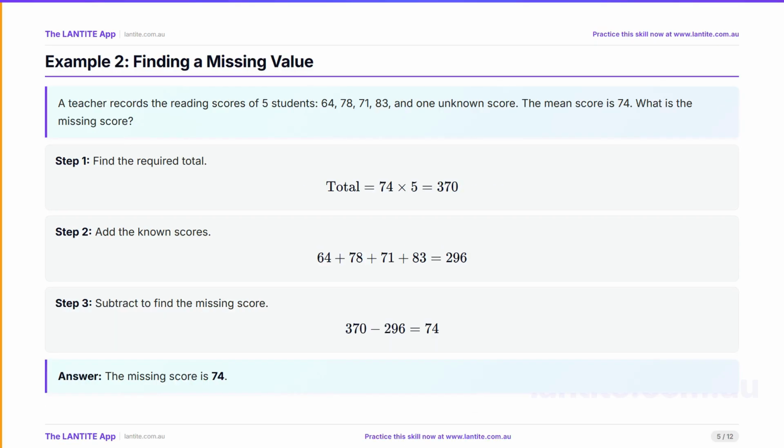Now let's find a missing value. 5 students have reading scores, and the mean is 74. Step 1. The total must be 74 times 5, which is 370. Step 2. Add the 4 known scores: 64 plus 78 plus 71 plus 83 equals 296. Step 3. Subtract 296 from 370 to get the missing score, which is 74. This three-step process works every time. Find the required total, add the known values, then subtract.